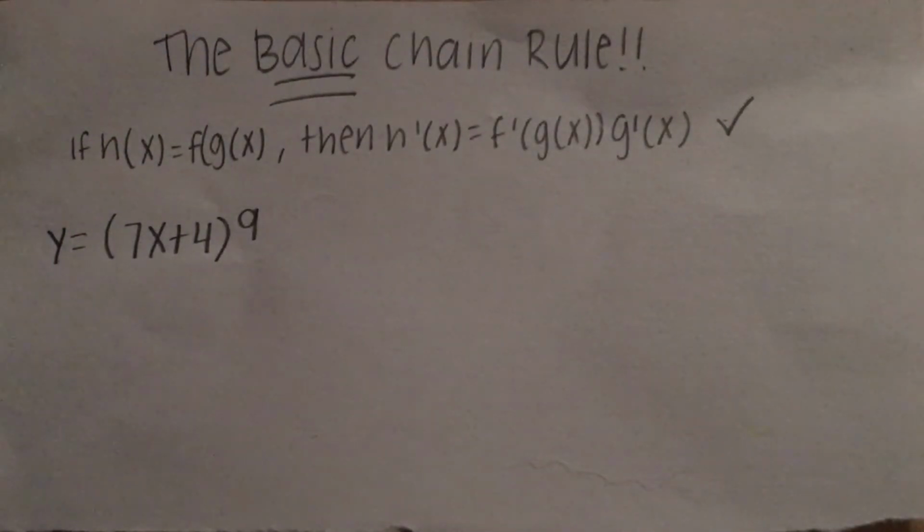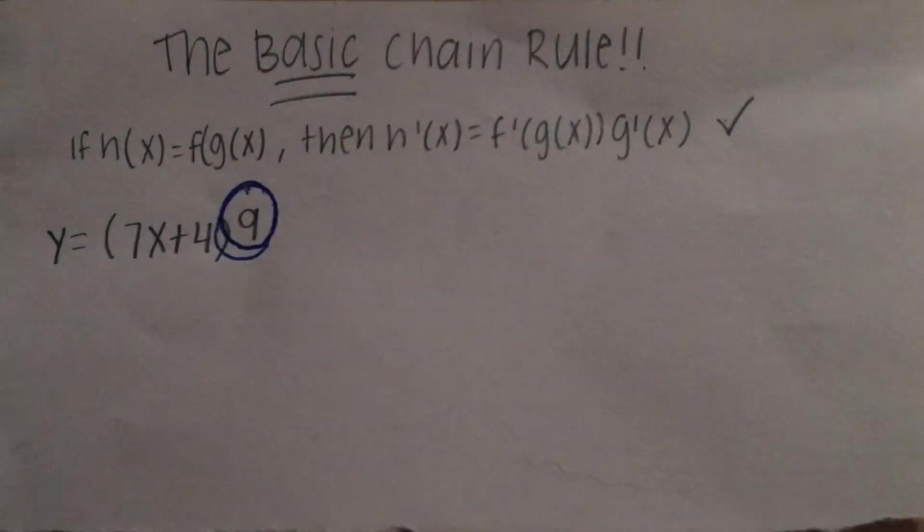So pausing here for a second, we need to identify what the baby and the mama in the situation is. We need to understand that 7x to the 4th is the baby in the situation, and to the 9th power is the mama. The mama is going to be the outermost piece of the chain rule problem and what we need to handle first in order to solve the problem.